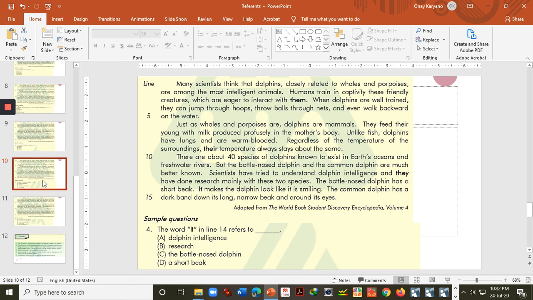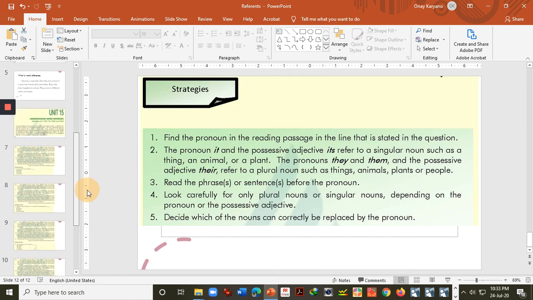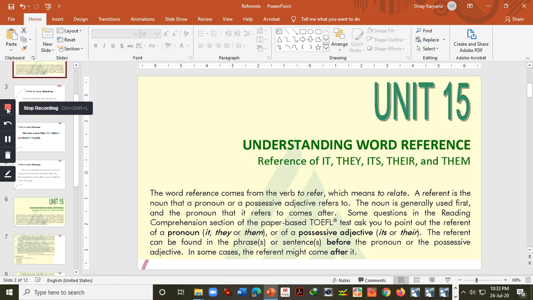Oke, baru kemudian kalau memang ada 2 atau 3 kemungkinan, then all we have to do is seperti yang tadi di sini, right? Kita masukkan kalimat noun-nya itu di sini. Kita gantikan the reference-nya itu dengan kata yang mungkin jawaban yang betul. Like this, it makes the dolphin look like it is smiling. Dari sini kita tahu bahwa ini bukan the bottlenose dolphin-nya, tapi justru adalah short beak-nya yang membuat the dolphin look like smiling. Okay, so that's for reference in the TOEFL. This is the science in TOEFL test. Okay, now let's do the exercise one in your book.